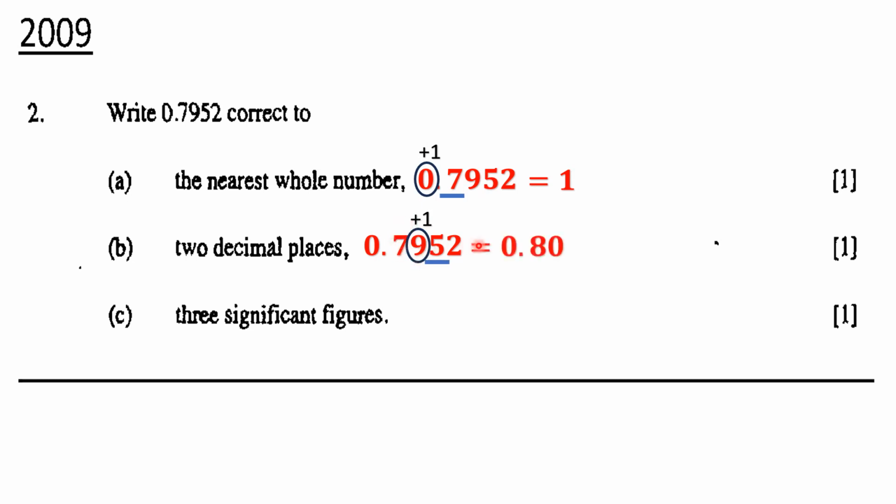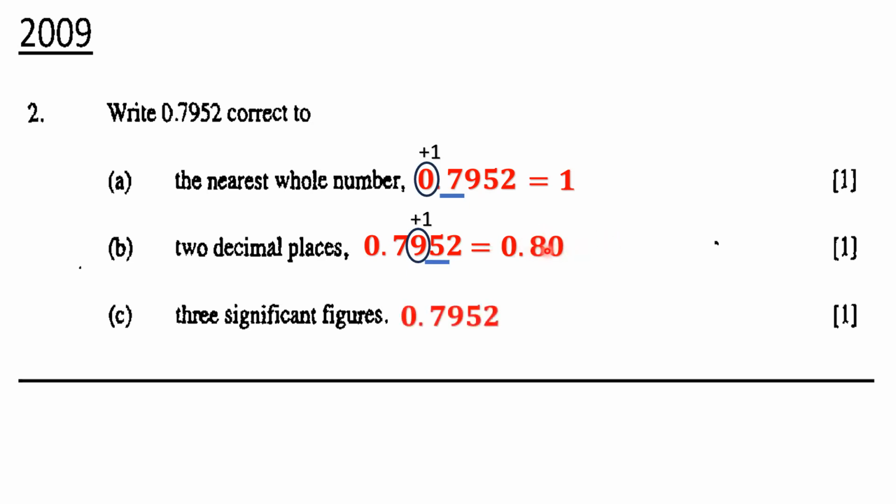And so that becomes 0.80. Remember, the 9 becomes a 0, and then we add that 1 because it's 9 plus 1, and 9 plus 1 is 10. So the 9 becomes the 0, and then we add 1 to the 7, which becomes 8. So 0.80. We don't write the rest because we only want it to 2 decimal places.